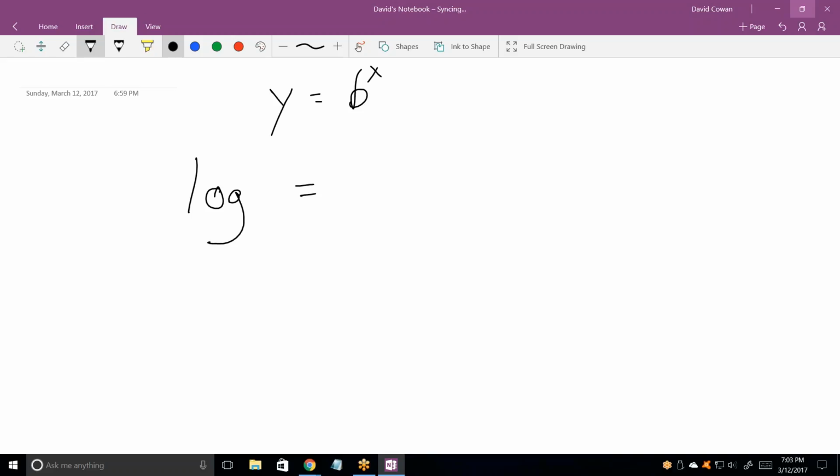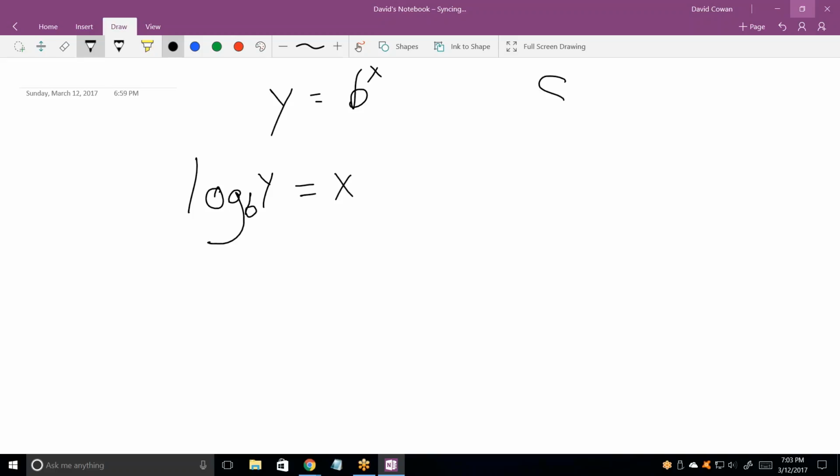Logs are exponents. The log equals sign means that on the other side of the equal sign has to be x. Where does the b go? Next to the log, right down there as a subscript, which leaves the only other thing, y, like that.